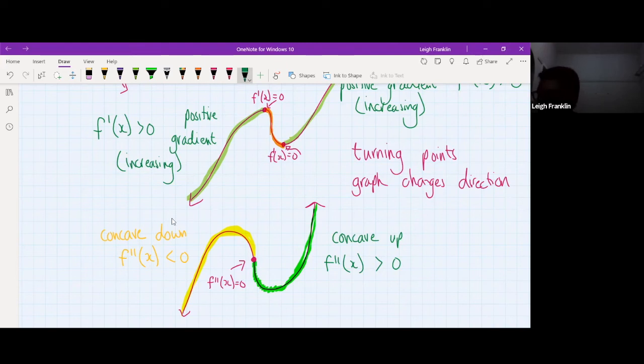That's one of the ways in which we can test whether a point of inflection is in fact a point of inflection, by looking at the sign of the second derivative. All right, is everybody happy with that so far? Does that make sense to everybody? Are there any questions?